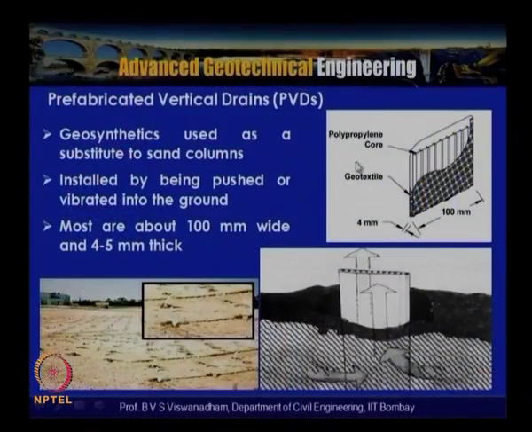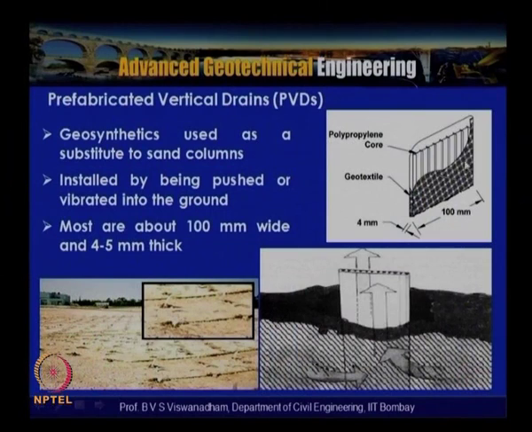This is a typical prefabricated vertical drain which is shown here. These are basically geosynthetics, tailor-made products which are used as a substitute for sand columns. Nowadays the availability of proper sand is becoming scarce, so the use of this type of material is a viable option. These prefabricated vertical drains accelerate the consolidation settlement equally as compared to the conventional vertical drains, and the installation is relatively simple and faster.